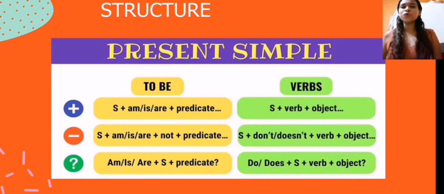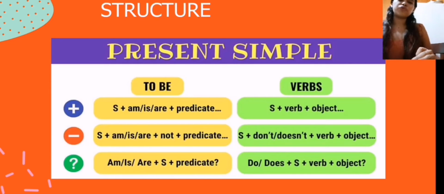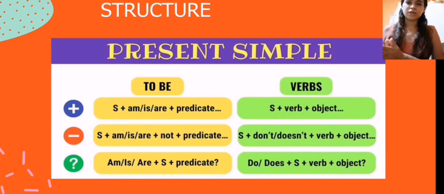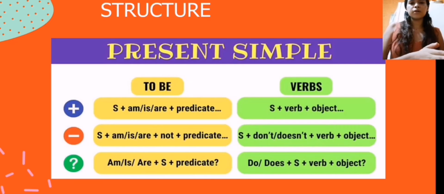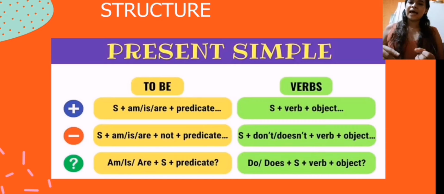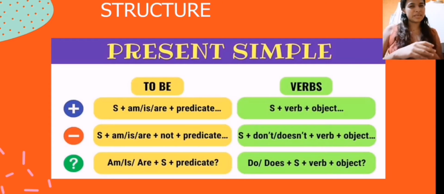Well, we have the structure. We have the structure for the present simple tense, for the verb to be, and the other verbs. We have the structure for the affirmative sentence, negative sentence, and interrogative sentence. In the case of the affirmative sentence, for the verb to be, it is subject or pronoun plus the verb to be, is or are, depending on the pronoun that we are using in the sentence, right? Plus predicate. In the case of the other verbs, the structure for the affirmative sentence is subject or pronoun plus the verb in the base form plus the object or predicate.